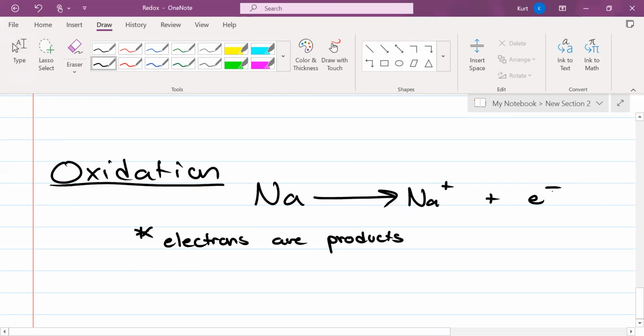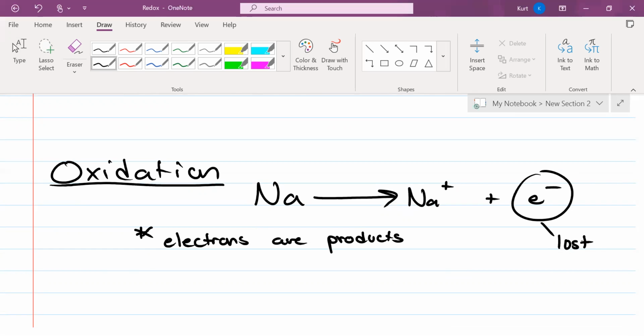This electron is being lost. If something's being lost, if it's moving on to bigger and better things, that's known as a product. And by definition, oxidation is the losing, the donation, whatever verb you want to say, it's the bye, see ya of electrons. They're gone. So they're going to be a product.